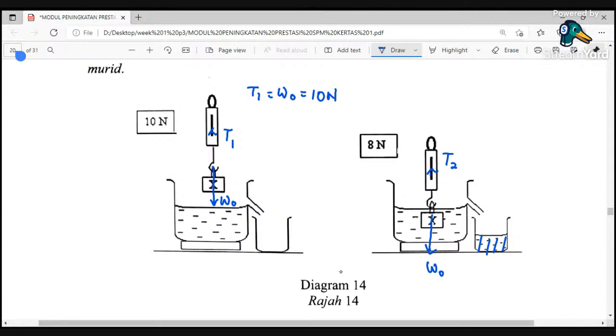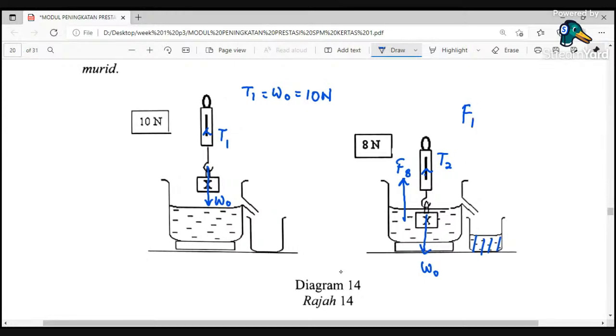Why the reading becomes smaller? Because there is another force that supports the weight of the object. So we can put as buoyant force. So if you immerse the object and stay there at rest, mean forces are balanced. So we get FB plus T2 equals to WO. Okay, so what is WO just now? From 1 is T1.